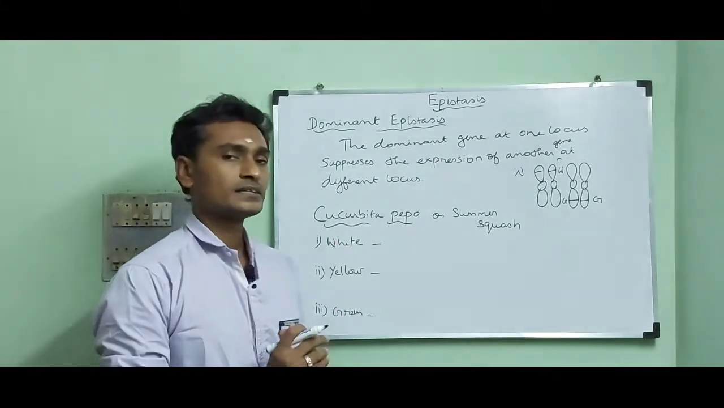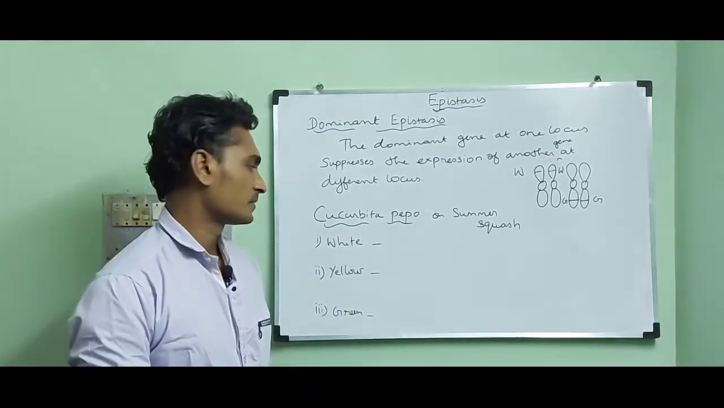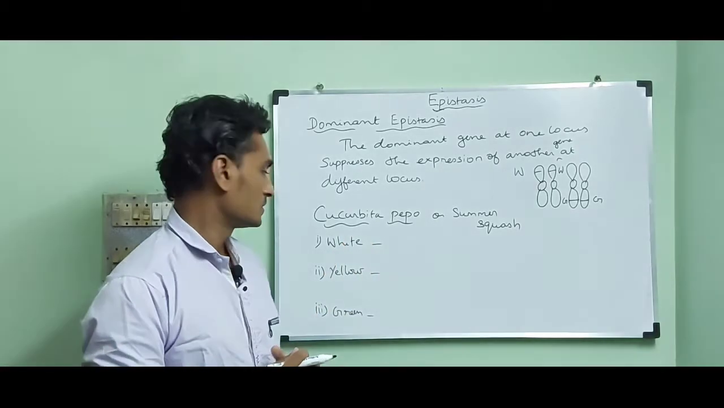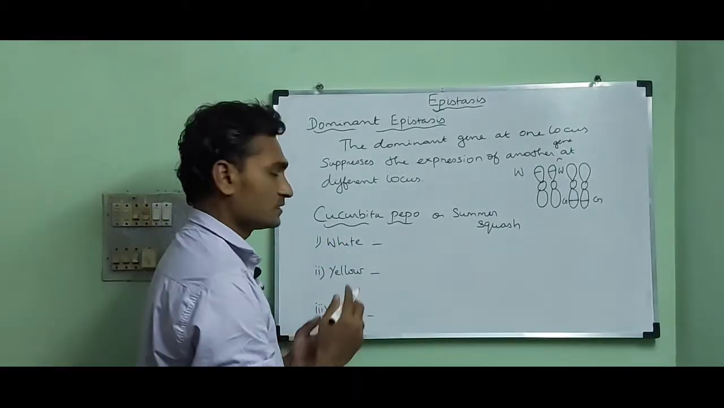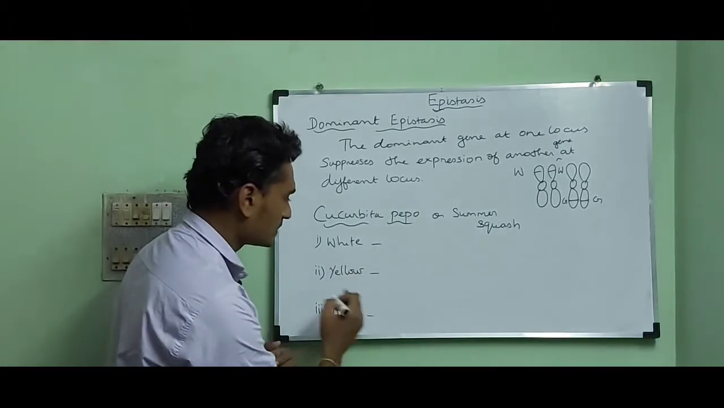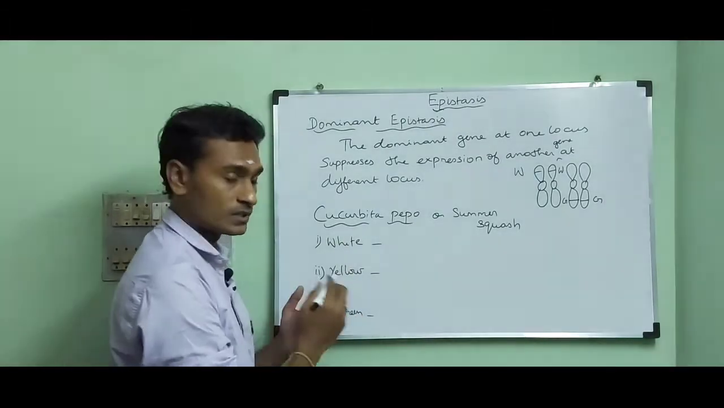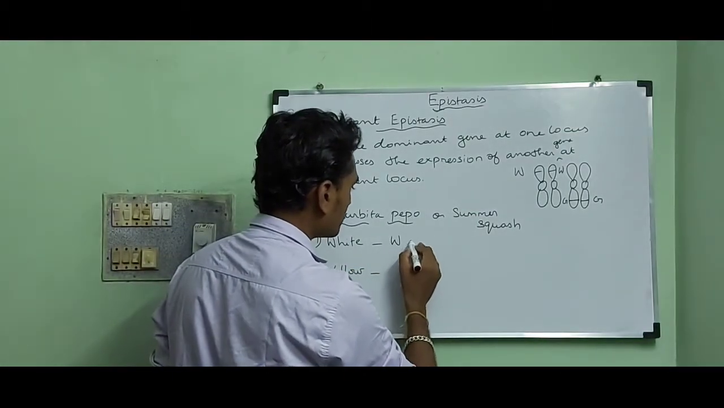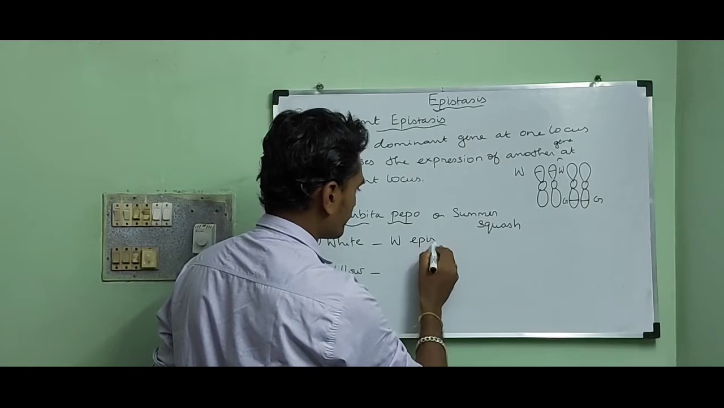The white color is the dominant one, that is the epistatic one. So white color is epistatic over the two other colors. So the capital W is the epistatic gene.